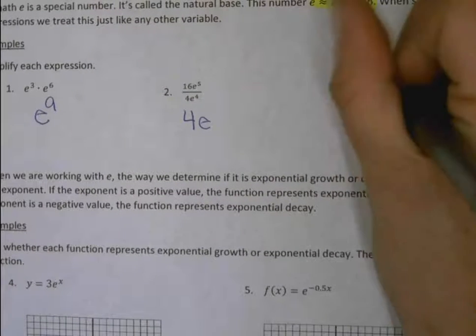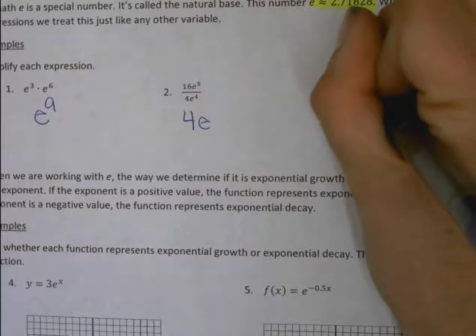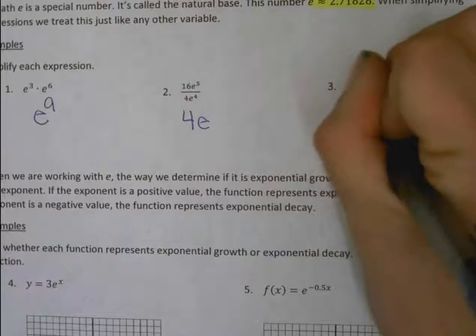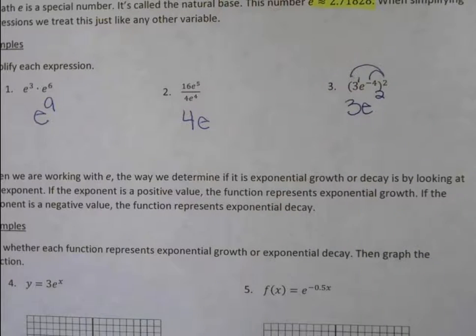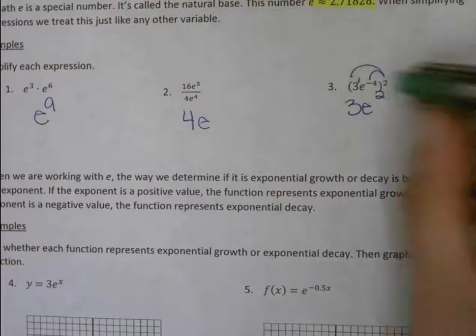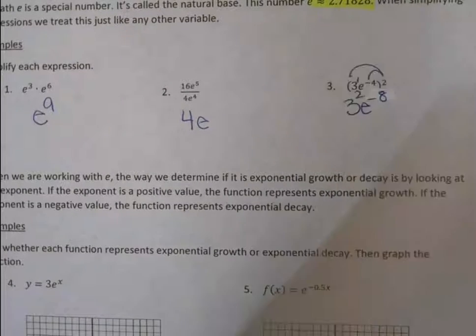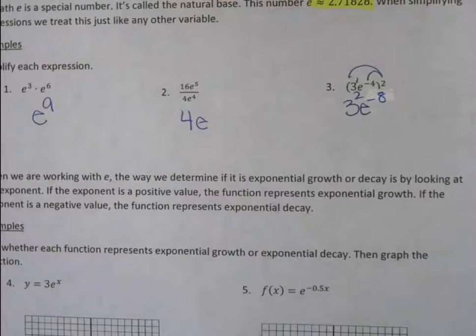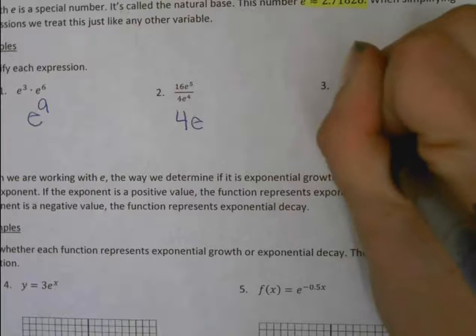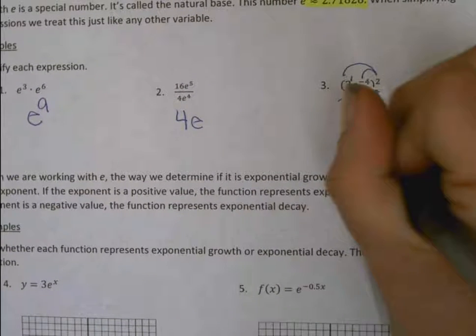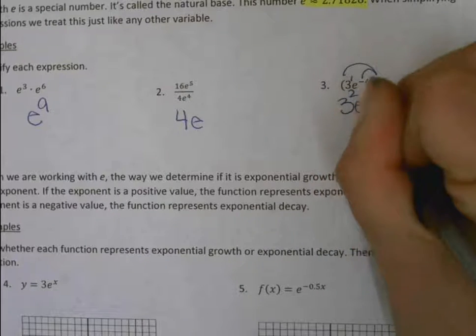On number 3, I want to distribute my exponent in. The 3 has a secret exponent of 1. So then it becomes 3 squared, and then e to the negative 8. What's 3 squared? 9. And then e to the negative 8, because it has a negative exponent, it turns into a fraction and it moves to the bottom.